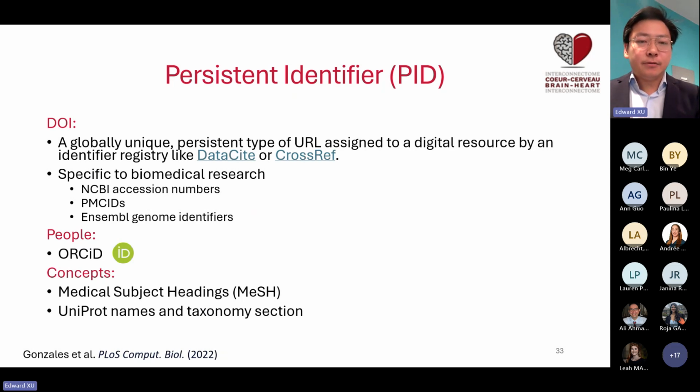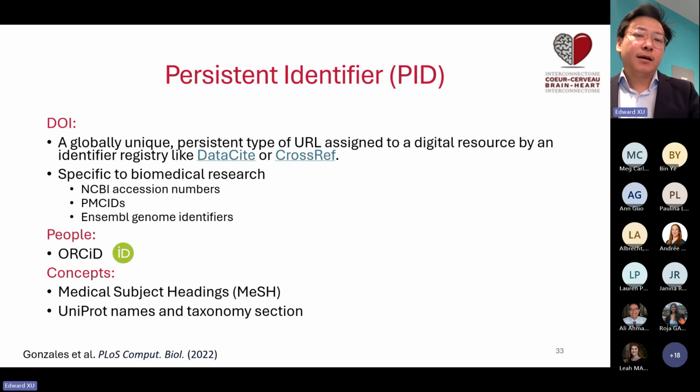And for all your data that is to be shared, you want to make sure that you assign them a persistent identifier. One example would be DOI, Digital Object Identifier, which is a globally unique persistent type of URL assigned to a digital resource by an identifier registry, for example, DataCite or Crossref. So the rationale behind this DOI, or PID in general, is, one, it needs to be globally unique. It doesn't matter where you are in this world, this number will represent your data set. And it needs to be persistent.